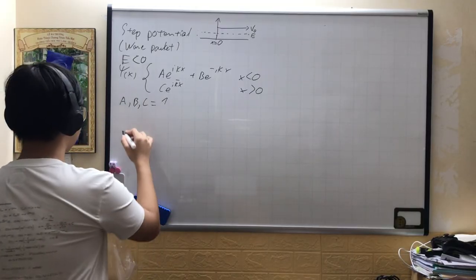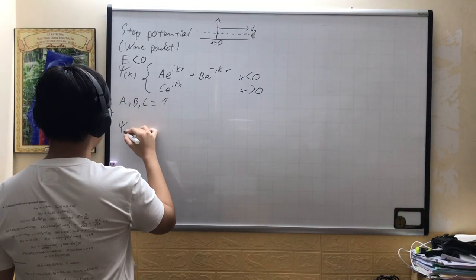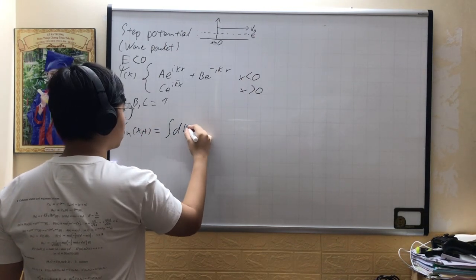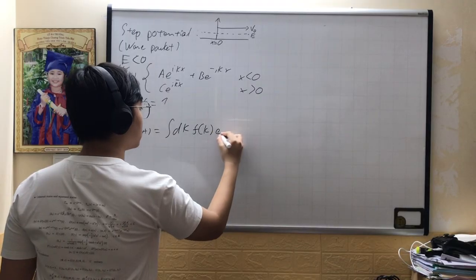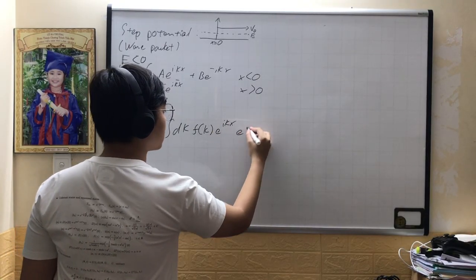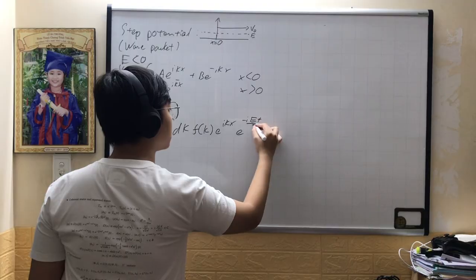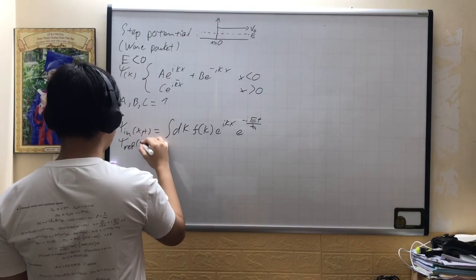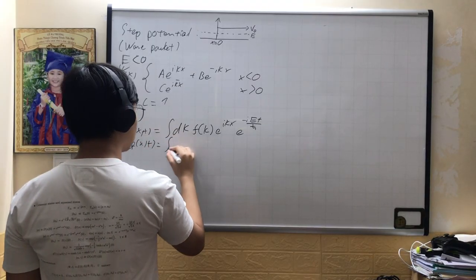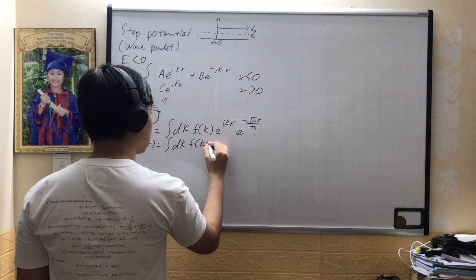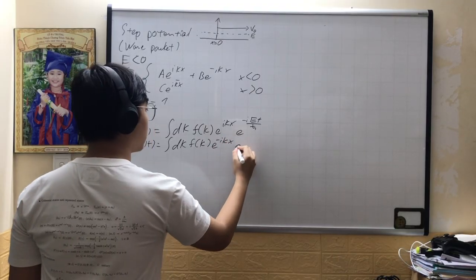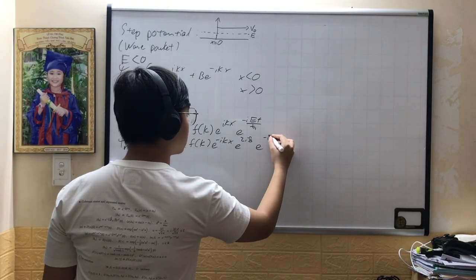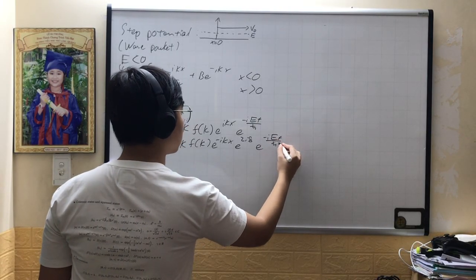Now we're gonna jump straight into writing our wave function, the incoming wave function. After Fourier transform, e^(ikx), and the time evolution. Next is our reflected wave: minus ikx, e^(2iδ), and e^(-iEt/ħ).